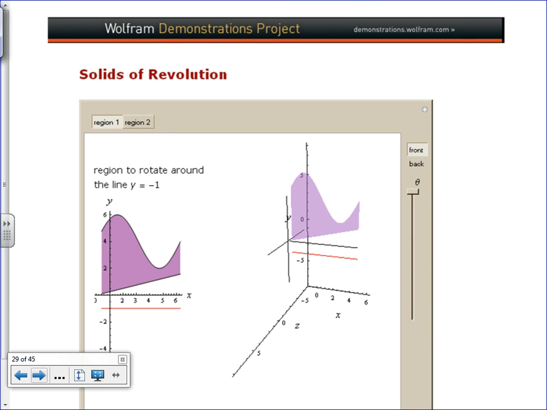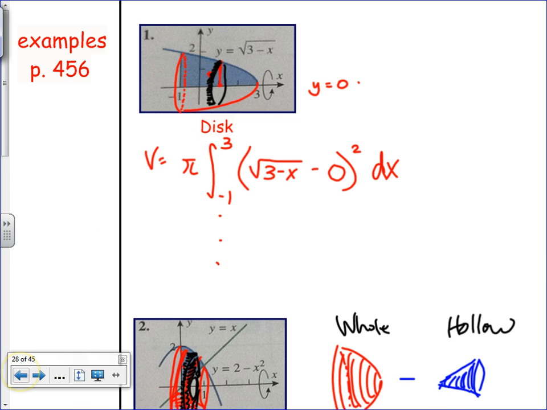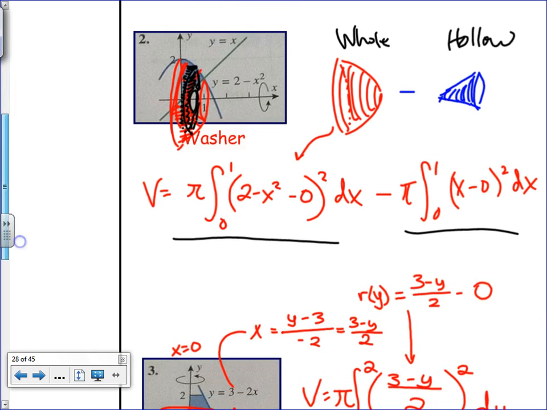Wait, hold on, go back. We only did discs, but we saw something else yesterday. Oh, washer. What's different between a disc and the washer? The washer is not flush. I have a hole and a hollow.